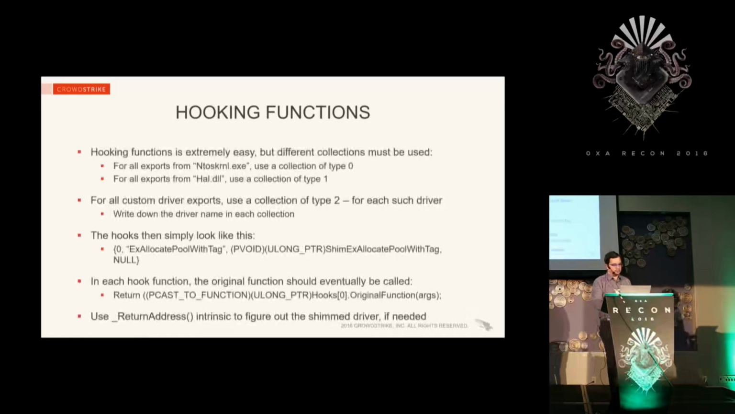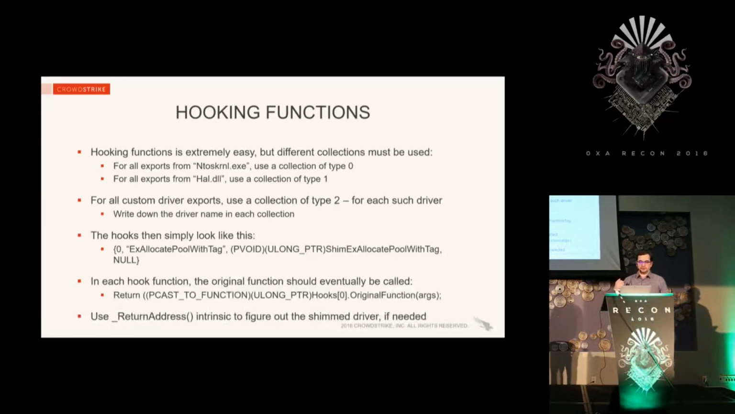So how do you hook a function? Well, again, fairly easy. You look at what exports the thing. If the export is ntoskrnl, you create a collection of type 0. If the export is hal.dll, you create a collection of type 1. And if this is a custom driver, you create a collection of type 2, and you put down your driver name. So I have a very simple example here. If you're trying to hook ExAllocatePoolWithTag, you say 0, because ExAllocatePoolWithTag is in ntoskrnl. You put in the name, ExAllocatePoolWithTag, and then you give it a pointer to your hook of ExAllocatePoolWithTag. And then NULL, that's where you're going to receive the original ExAllocatePoolWithTag.